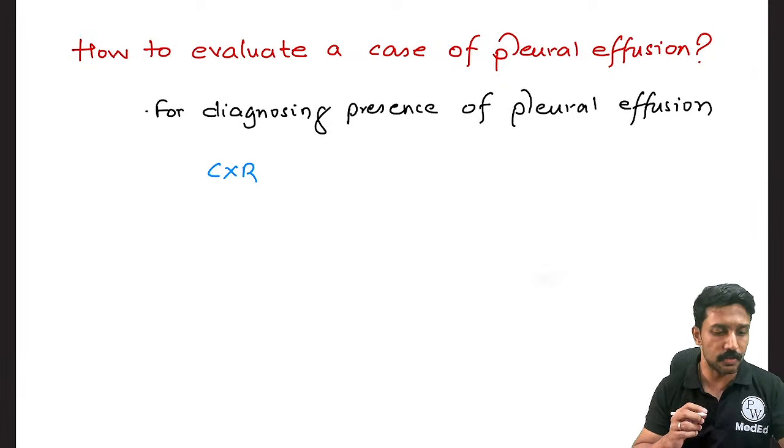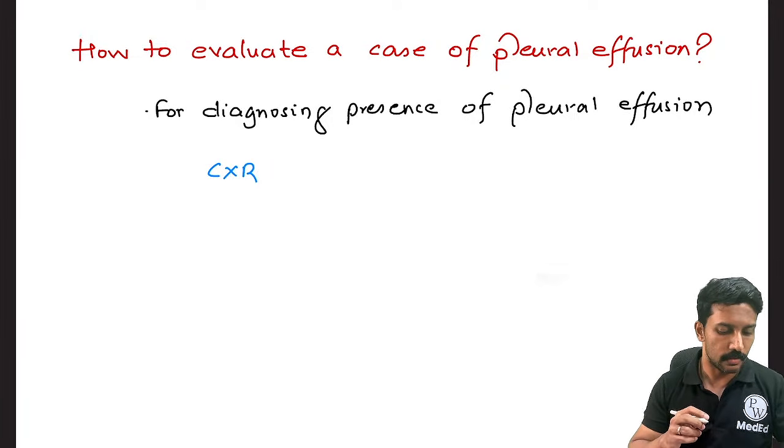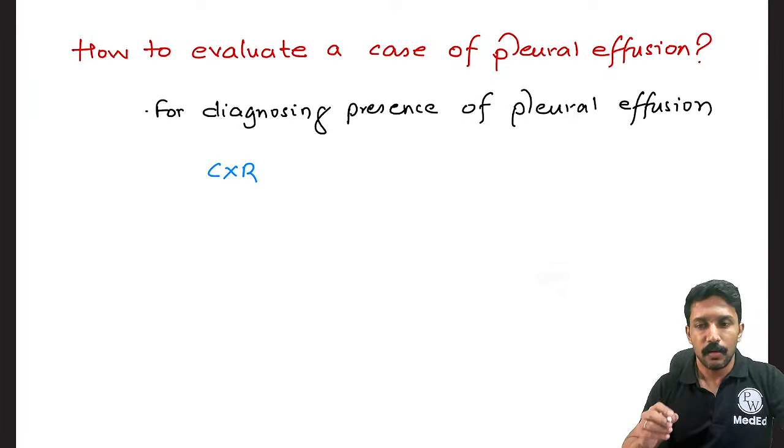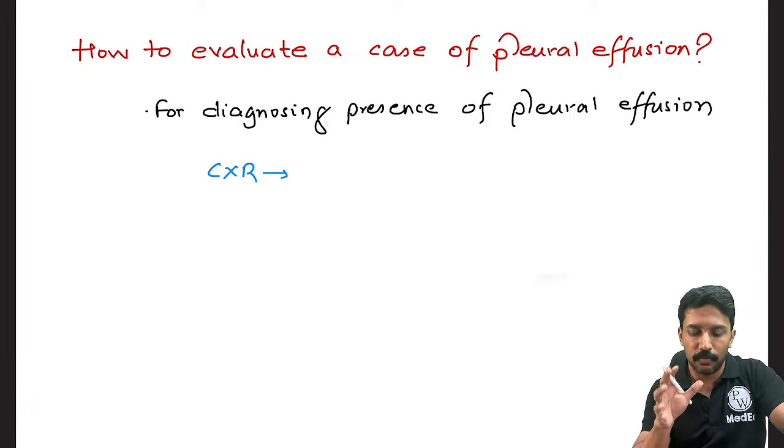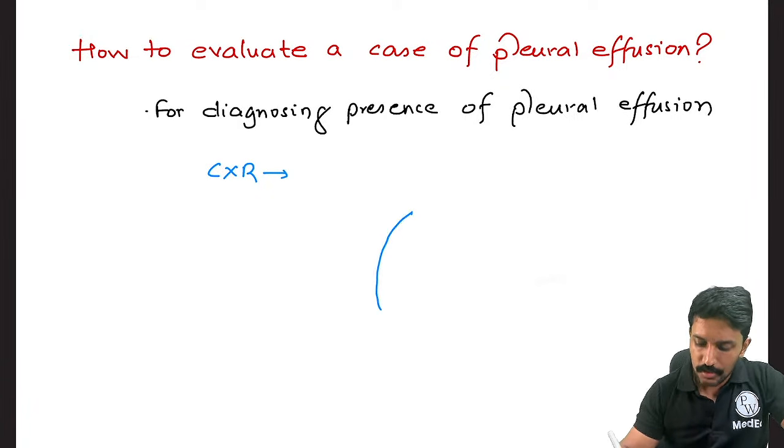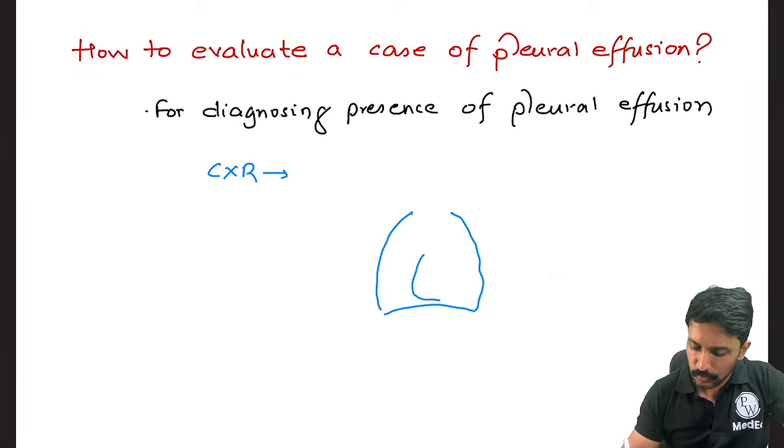When we do chest X-ray, you should know that it's not a very good investigation. So what happens in effusion when we have a chest X-ray? In the chest X-ray, you notice that this is the thorax. In the thorax, this is where you have the heart, and this is where you have the lung.